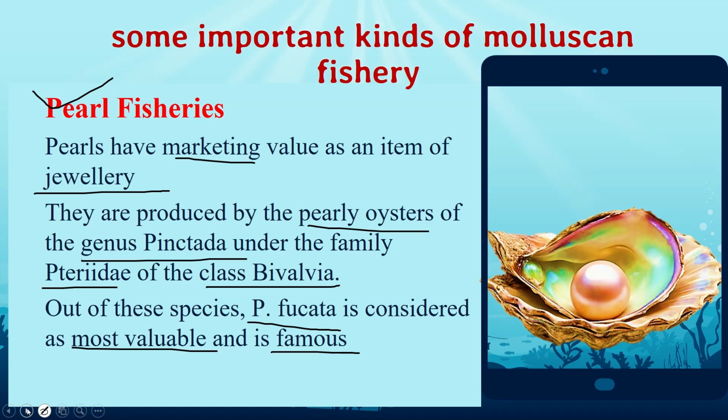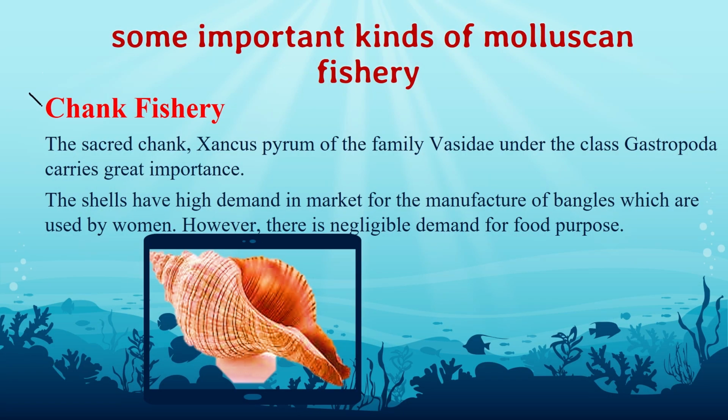Then about the chank fishery. The sacred chank, Xancus pyrum of the family Turbinellidae under the class Gastropoda, carries great importance. Andaman waters have a distinct variety of this species. The shell is formed by deposition of calcium carbonate in an organic matrix. The overall texture of the shell is durable, strongly built so that it can be cut to any desired shape and polished. The shells have high demand in the market for manufacture of bangles, which are used by women. However, there is a negligible demand for food purposes.